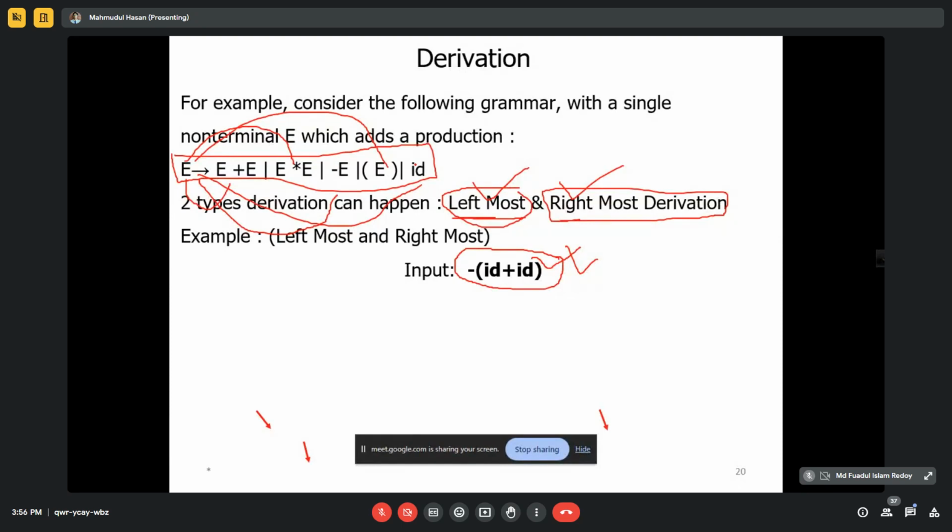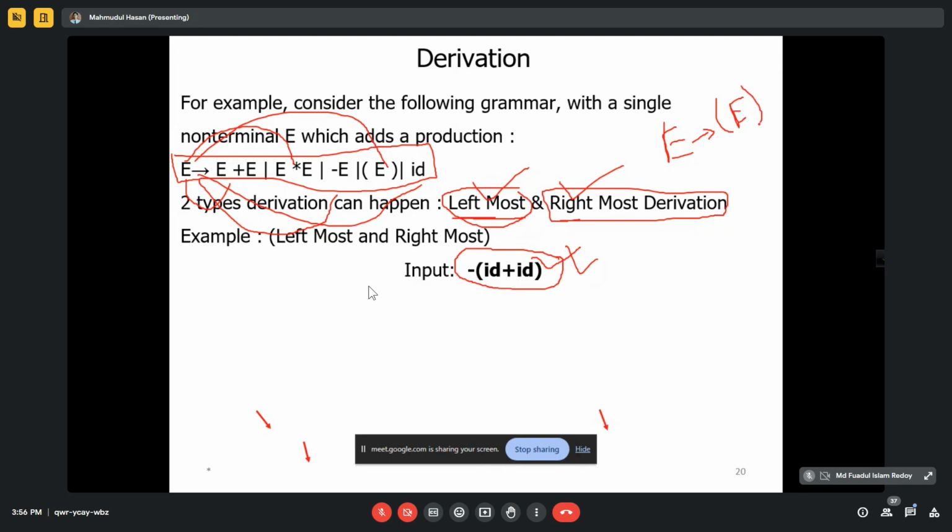So if I want to generate this input, which one do we need to choose? E to E minus E. Yes, sir. Everyone, E to E minus E. Also, suppose E to E, sir, first bracket E, first bracket. Okay, no problem. But one thing is very important.